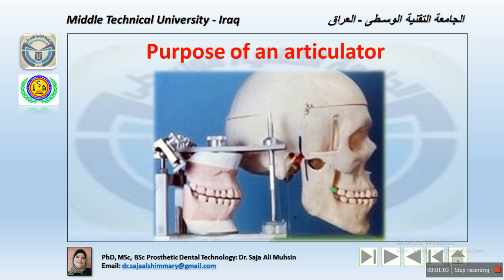Also to simulate the jaw movements like opening and closing, and also to produce border movement, that means extreme lateral and protrusive movements and intra-border movements. So we have many movements within the mandible, so the purpose of an articulator is to mimic all of these movements regarding the mandibular movement. This is the main purpose of an articulator.